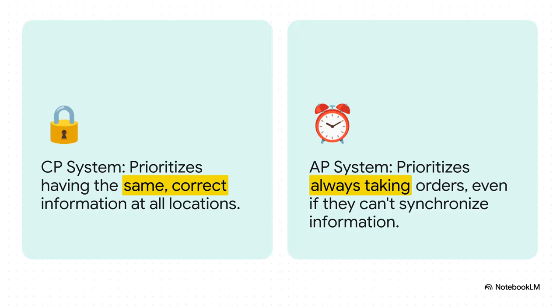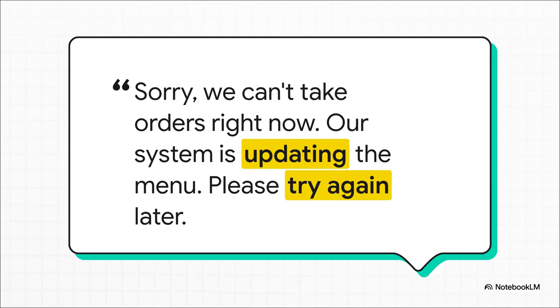So that really boils everything down to 2 main flavors of systems. You've got your CP system, which chooses consistency over availability. It would rather just shut down for a minute than risk giving you bad data. And then you've got your AP system. It does the opposite. It chooses availability over consistency. It will do whatever it takes to stay online for you, even if that means the information it's showing is a little bit stale. So let's see this in action. Our pizza chain decides to be a CP system.